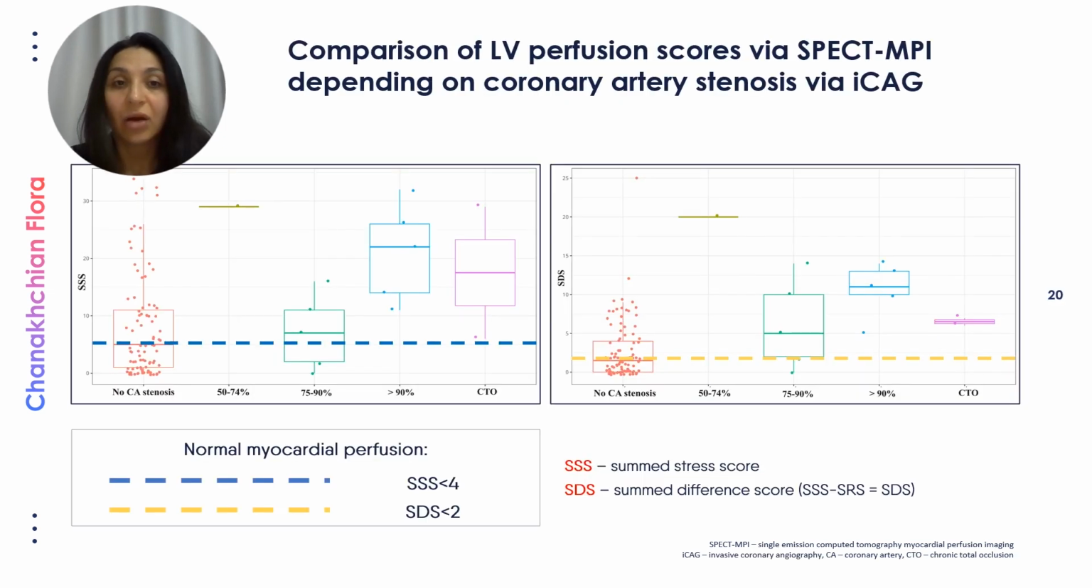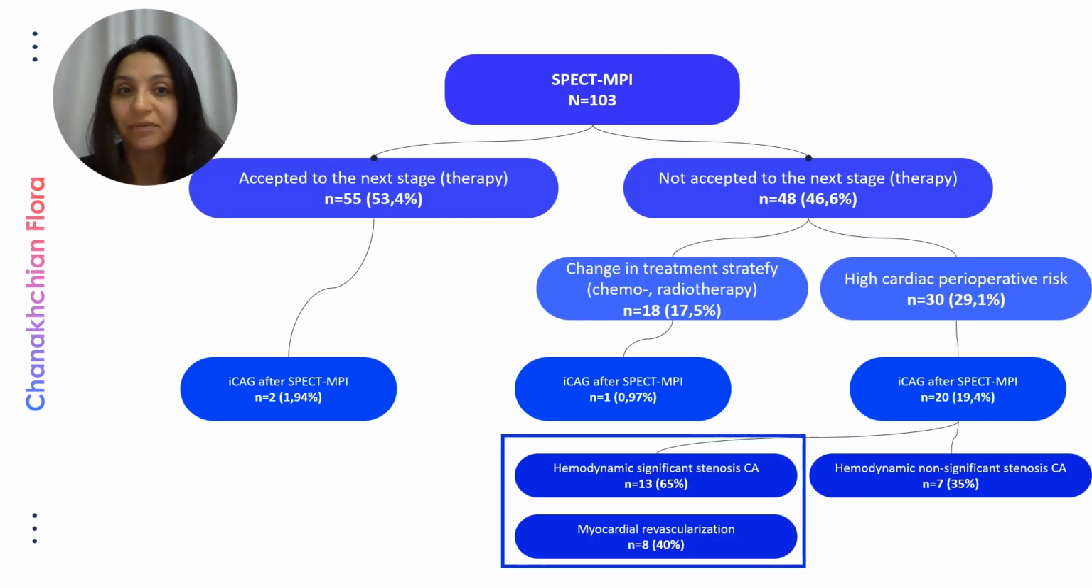We decided to divide these patients into 5 groups according to coronary artery stenosis presence and the severity of stenosis. As you can see, the more intense the severity of stenosis, the higher the semi-quantitative parameters, I mean summed stress score and summed difference score in these patients. Coronary revascularization was made for 8 patients.